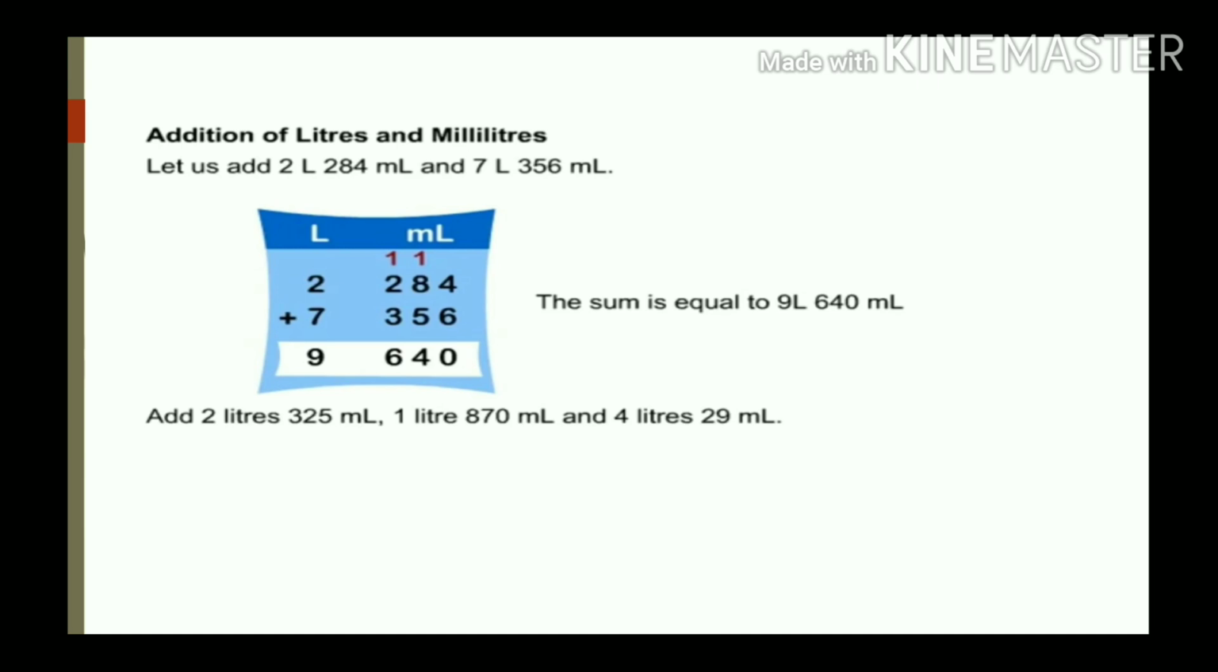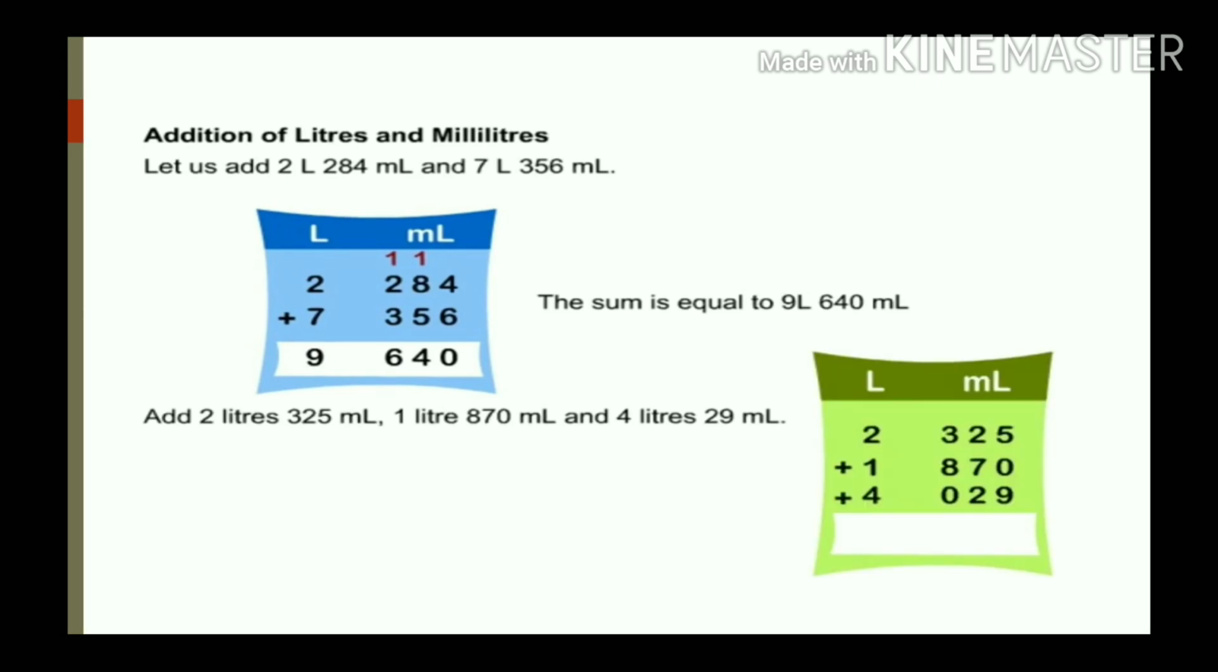Now student, let's add 2 liter 325 milliliter, 1 liter 870 milliliter and 4 liters 29 milliliter. Again you have to arrange them into column of liters and milliliters and write the liter part under liter column and milliliter part under milliliter column. So now here also you have to first add milliliter.